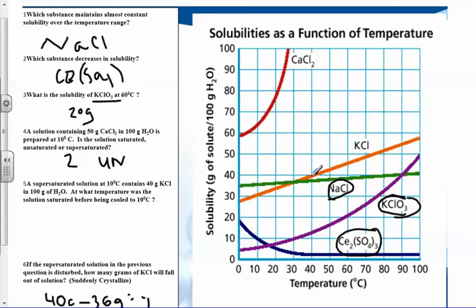At what temperature was the solution saturated before being cooled to 10 degrees? So let's just say it was cooled off to 10 degrees, okay, and we want to look at where it was saturated before it was cooled. And here it is. At 40 degrees, we have the saturation point right here. So your answer to this one is 40 degrees Celsius.